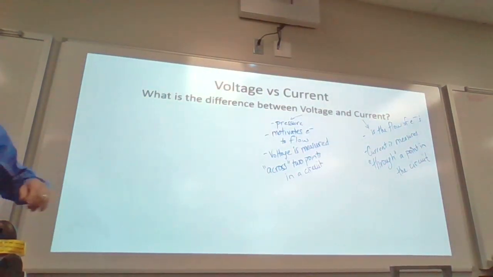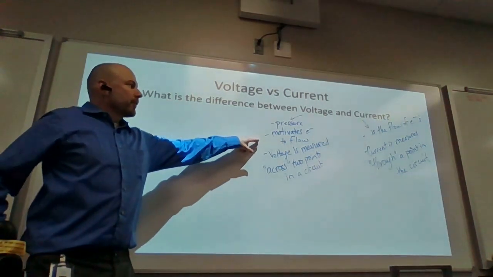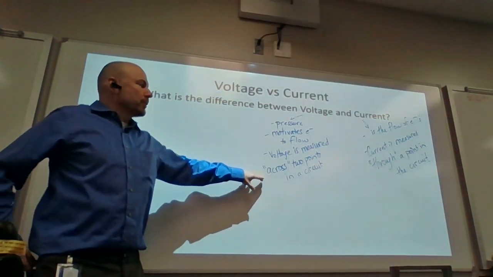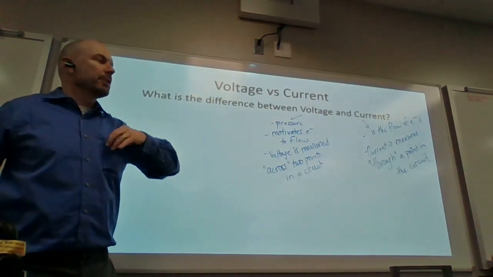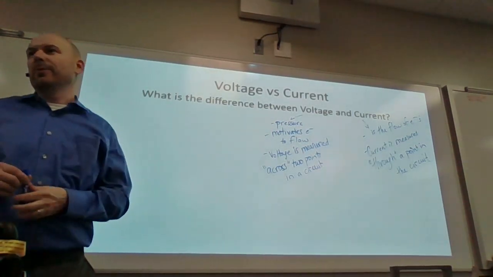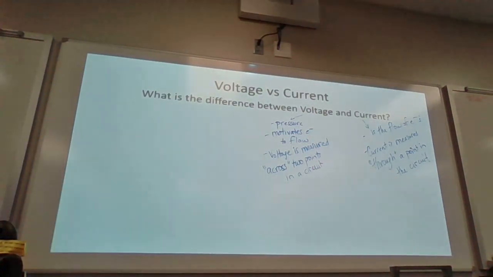The difference between voltage and current. Voltage is the pressure that motivates the flow. Voltage is measured across two different points in the circuit, versus current, which is the flow of electrons. You measure that through a single point. Okay?